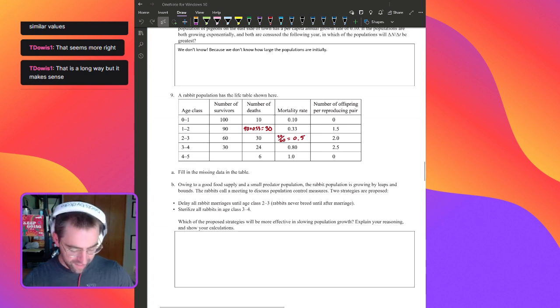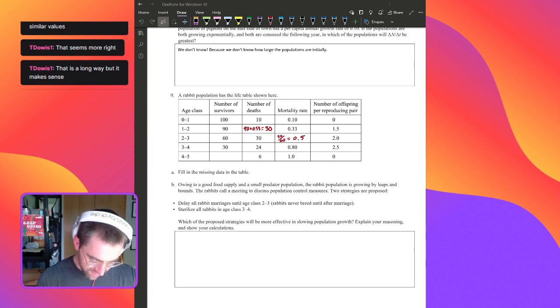Hopefully as I'm writing this down, this makes sense here. So we were given a mortality rate, and we had the number of survivors that we were starting off with. So number of survivors was 90 times the mortality rate, 0.33, gave us 30 individuals. All right, so a third of them died. We have 60 survivors in this cohort. 30 of them died, that's half. So a 50% mortality rate.